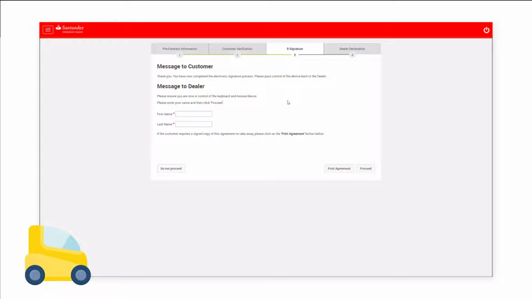Once the customer has signed the agreement, they are asked to hand the device back to you. Fill out your name so that the system captures the person who acted on behalf of the dealership. At this stage, you can also print out the fully signed agreement document and hand it to the customer for them to keep. The system also stores the signed agreement digitally so that it can be downloaded at any time.